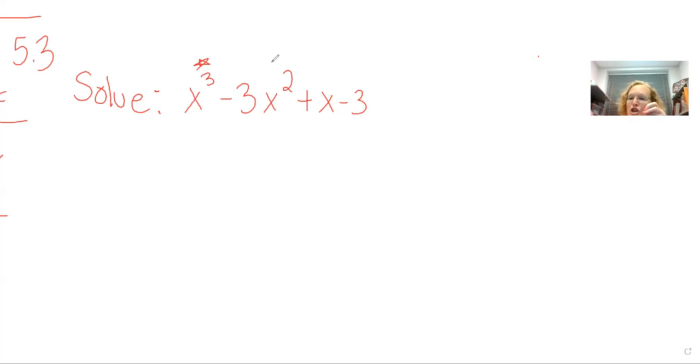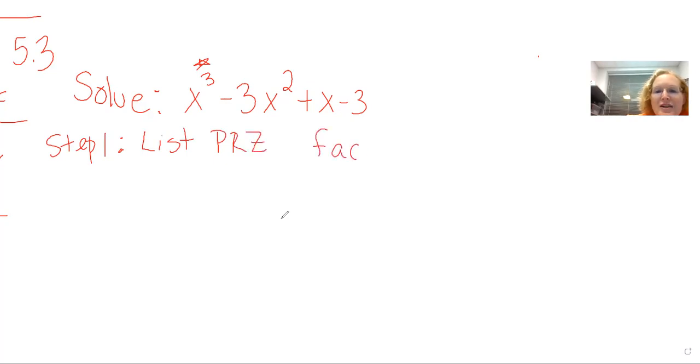So what we're going to have to do is go back to that method that we learned in section 5.3. First, I'm going to call this step 1. We're going to have to come up with our possible rational zeros. So what that means is that you will need factors of 2 numbers in here, if you remember. You need factors of -3, this last number. The only numbers that are factors of -3 are plus and minus 1 and plus and minus 3.